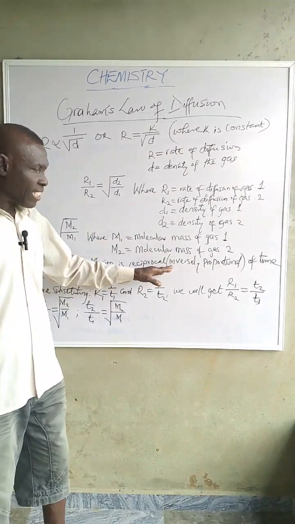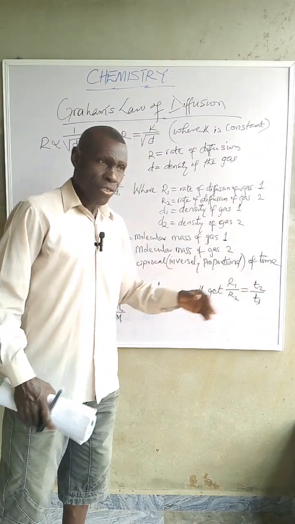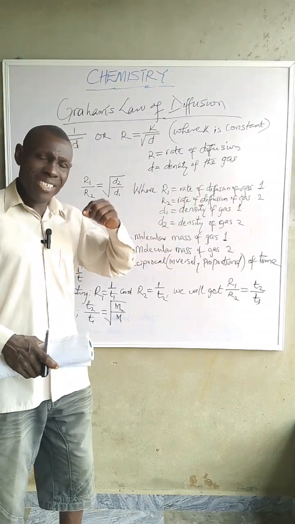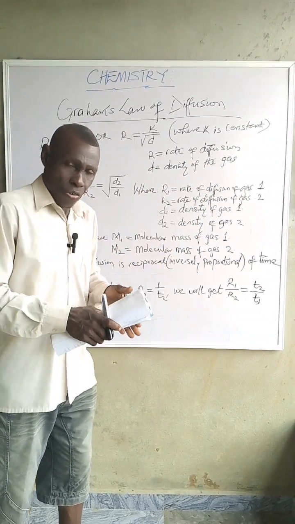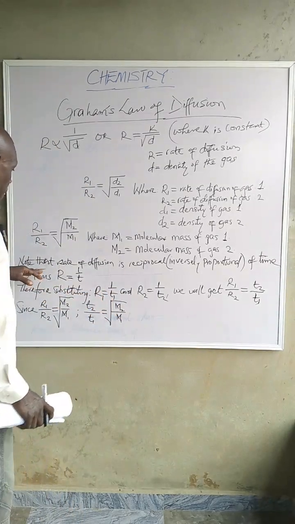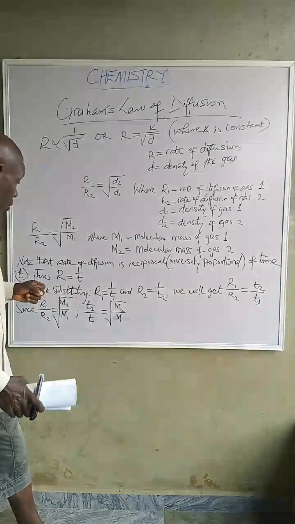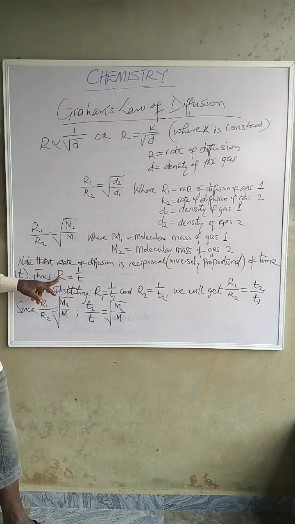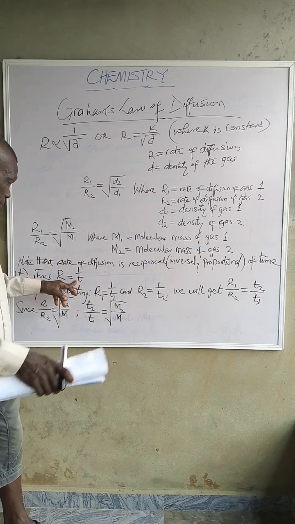In other words, it is inversely proportional to the time, because rate of diffusion goes with time. How many hours, how many seconds, how many minutes does the diffusion occur? So you must know that one. So the rate is what? Inversely proportional to the time taken. So that being the case, we can represent it mathematically that R, the rate of diffusion, is equal to what? 1 over T. 1 over T means inversely proportional to the time taken.